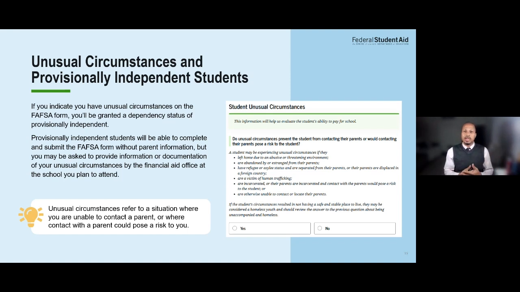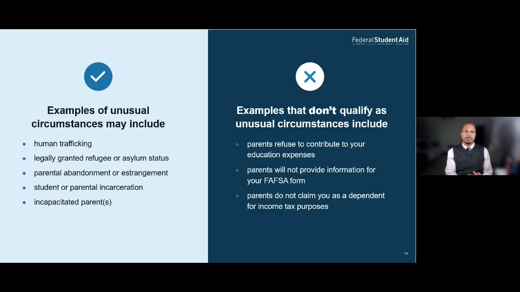And it can be due to being in asylum status or refugee status. It could be that, again, things have changed while you're there, that you experienced the loss of parents, or parents are incarcerated, things like that. So if you're experiencing these things, you want to make sure that you're reaching out to the financial aid office at the college, university, and/or career school.